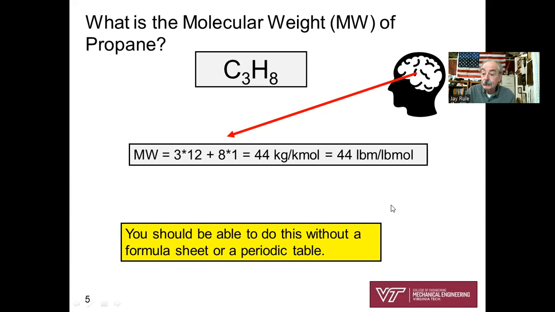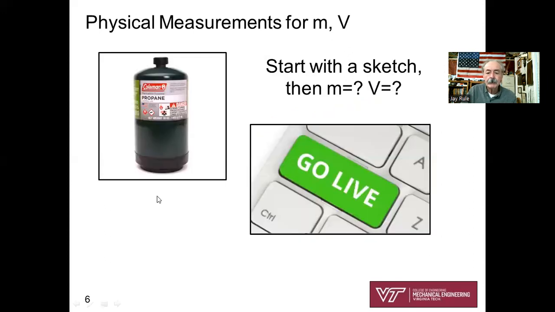So my little yellow text box that I hope you're going to get used to. It's kind of like yelling at you, my yellow text boxes. You should be able to do this without a formula sheet or without visibility of a periodic table. You should be able to calculate the molecular weight of propane, as long as you know that it's C3H8. How about CH4 then? Could you determine the molecular weight of methane, CH4, natural gas, without looking it up? I hope. Okay. So let's see.